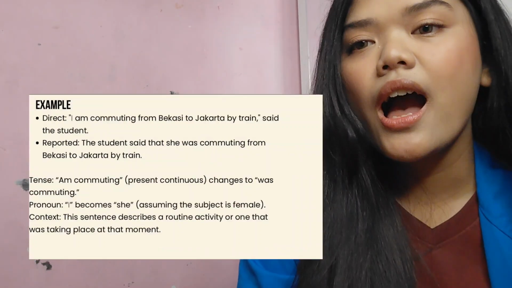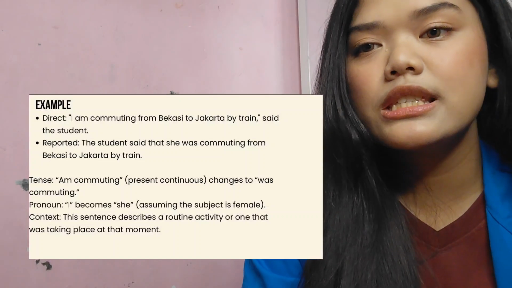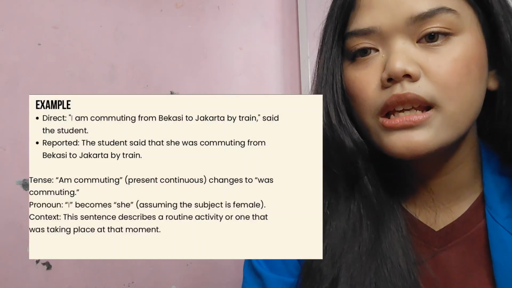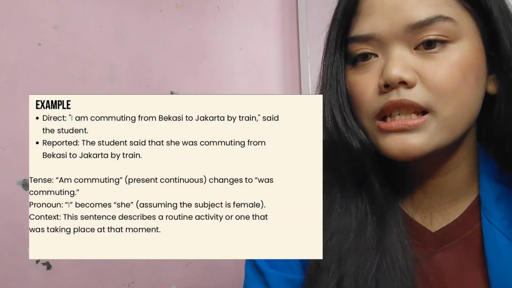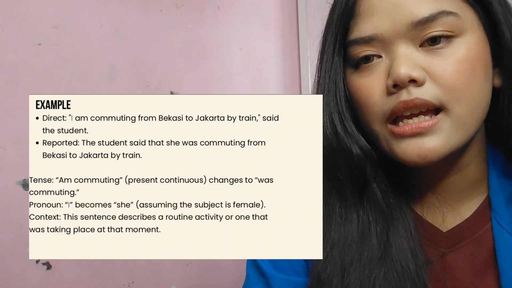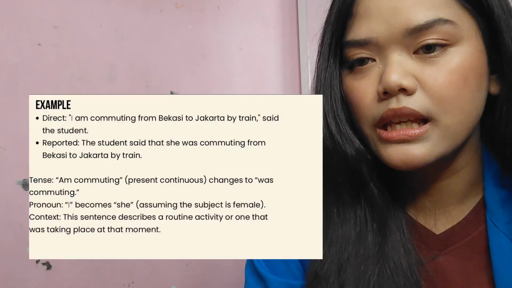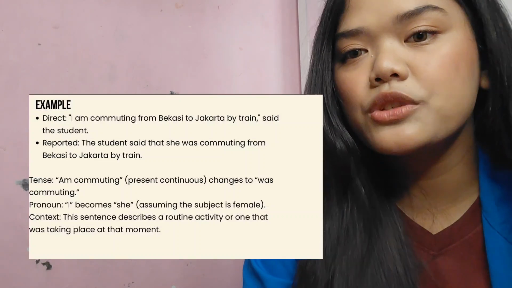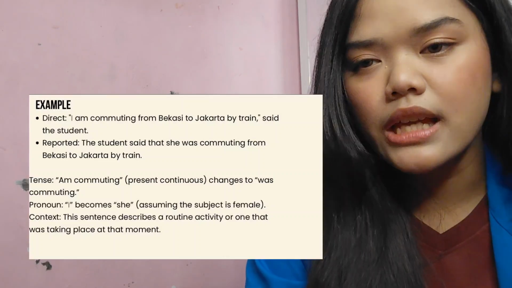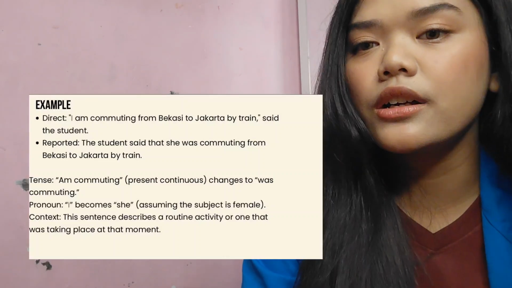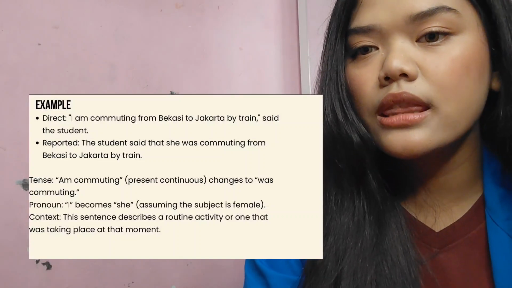Example, direct: I am commuting from Bekasi to Jakarta by train, said the student. Reported: the student said that she was commuting from Bekasi to Jakarta by train. Tense: I am commuting, present continuous, changes to was commuting, and pronouns: I becomes she, assuming the subject is female. Context: this sentence describes a routine activity or one that was taking place at the moment.